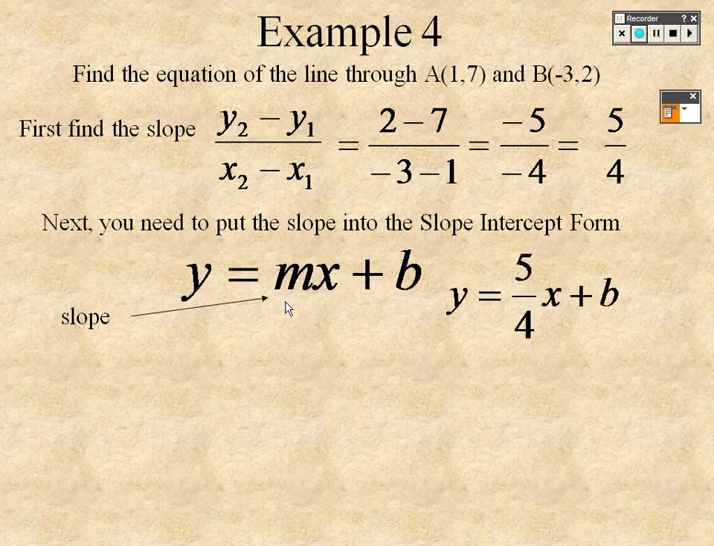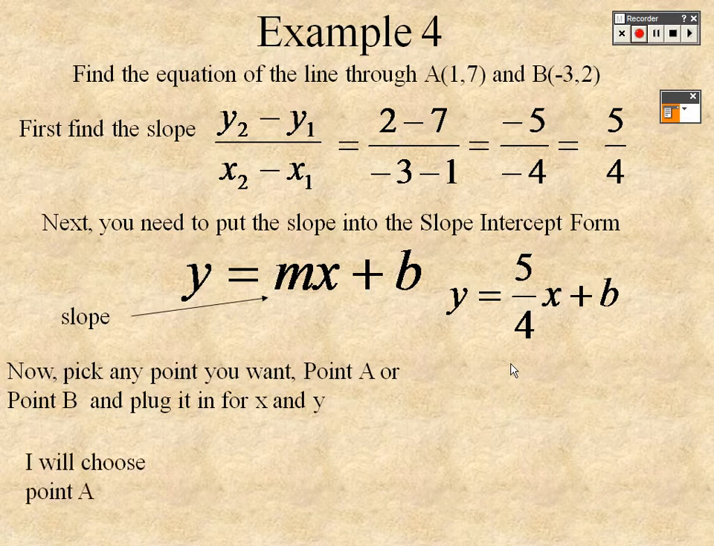So we get y equals 5/4 x plus b. Now that that's done, I can pick any point I want to plug in, and that should help me find b. So I'm going to pick point A. Okay, so I plugged in a 1 for x and a 7 for y, and now I just need to solve.